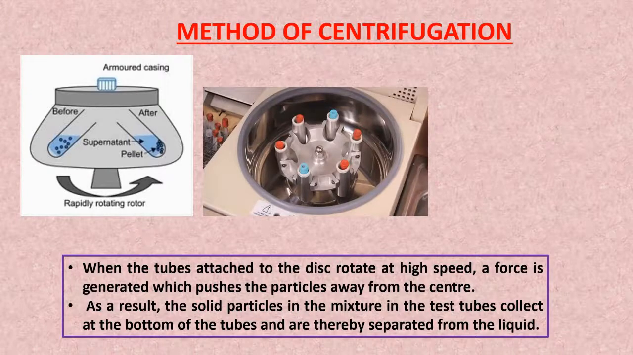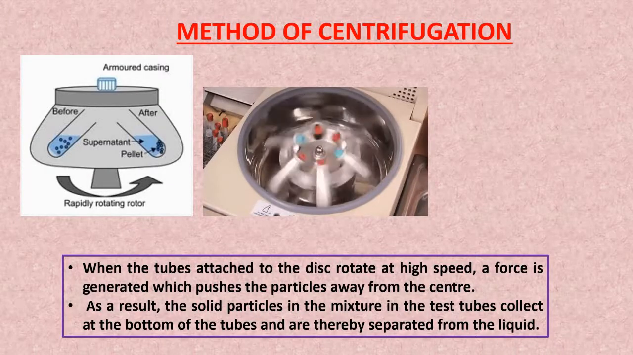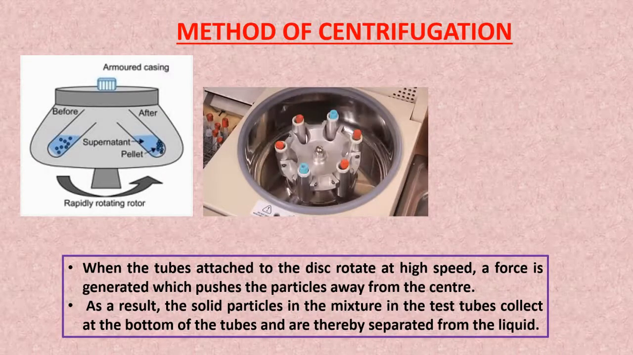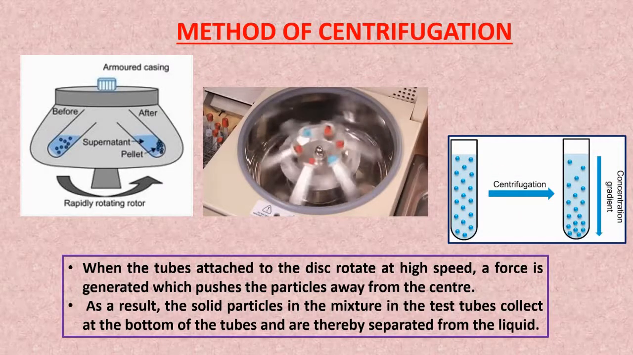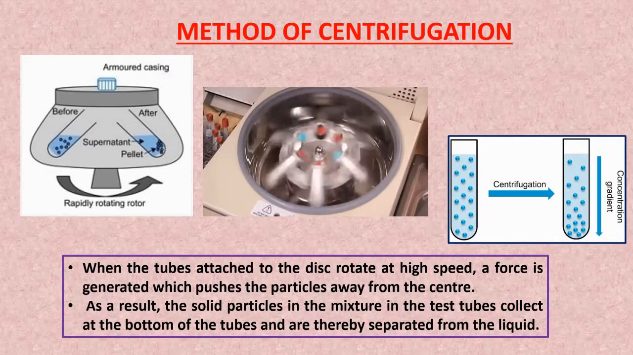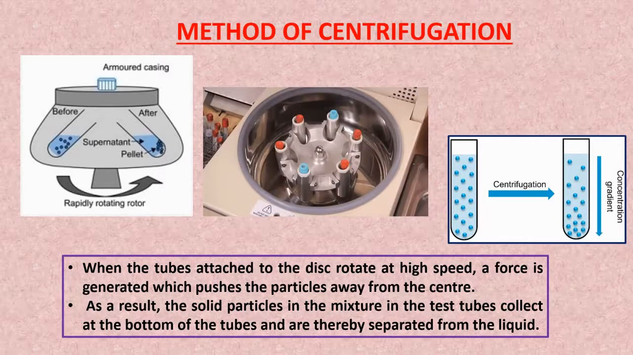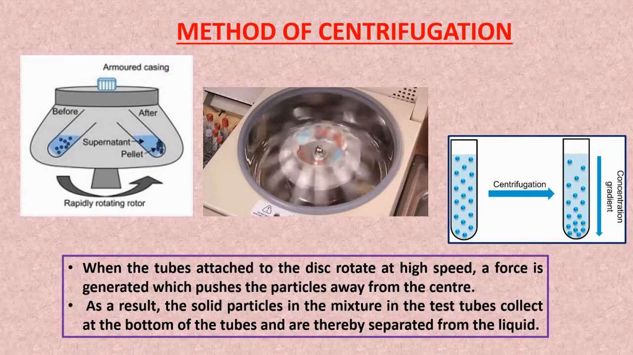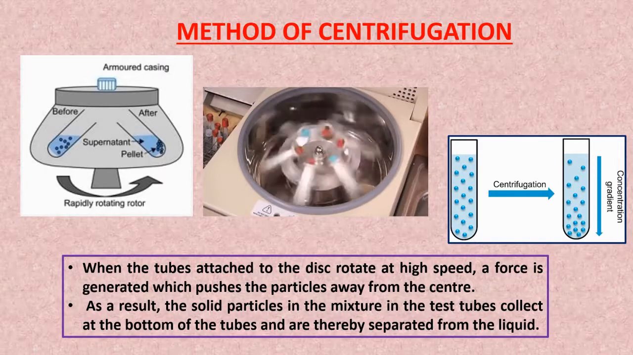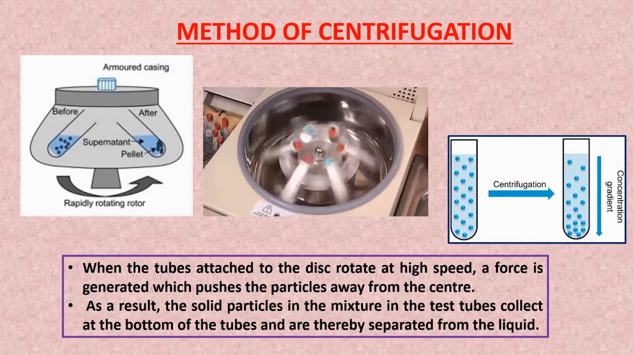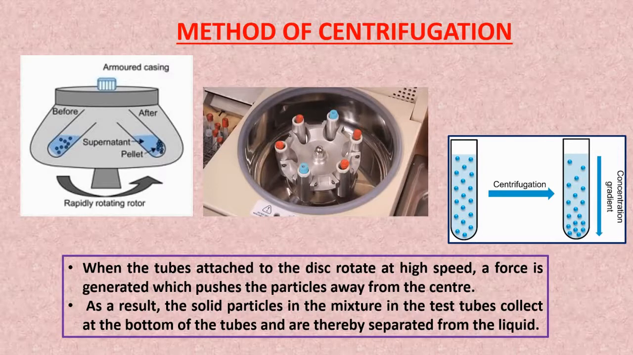So what happens when the test tubes attached to this disc rotate at high speed? Over here we can see in this GIF image how these test tubes are rotating. These test tubes are rotating at high speed. There is a disc, and at the outer edge of this disc these test tubes are attached. So when these test tubes are rotating at high speed, what happens?